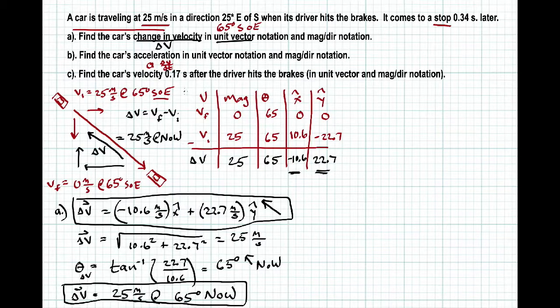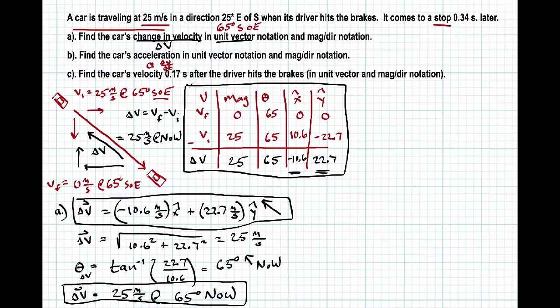Right here, we've done all this hard work to find the magnitude and direction and the x hat and the y hat of the change in velocity. So why is part B going to be easier? It's going to be easier because acceleration is change in velocity over a change in time. So if we take this change in velocity and simply divide it by a scalar, time is a scalar, it can only be positive, we're going to get a vector that's in the same direction.